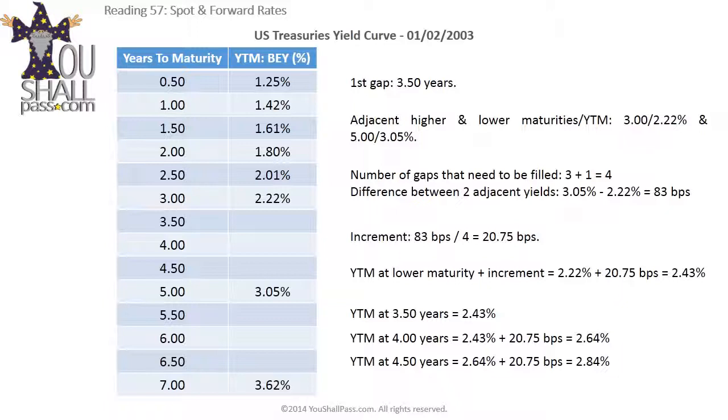We start with the YTM at the lower maturity. 2.22% plus 20.75 basis points gives us 2.43%. 2.43% then becomes our interpolated YTM for the 3.5 year maturity. To that, we add another 20.75 basis points to come up with 2.64%, to which we add another 20.75 basis points to come up with 2.84%. And both of these become our interpolated YTMs for the 4 and 4.5 year maturity points, respectively.